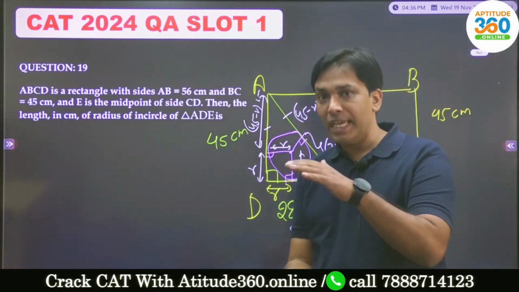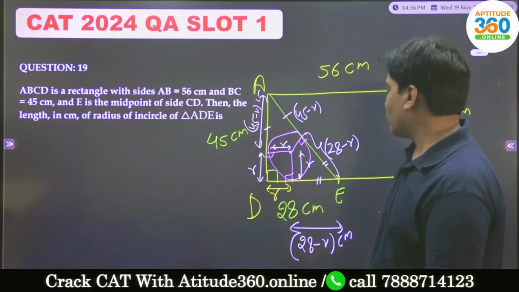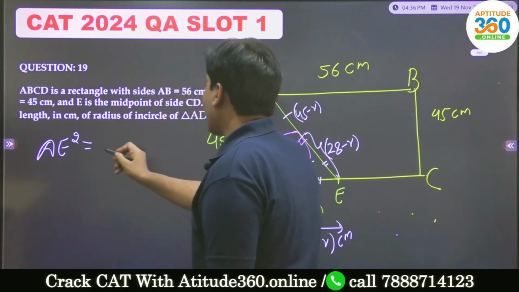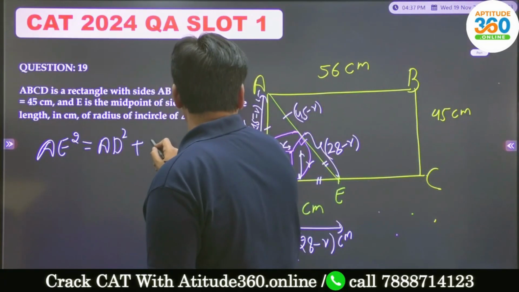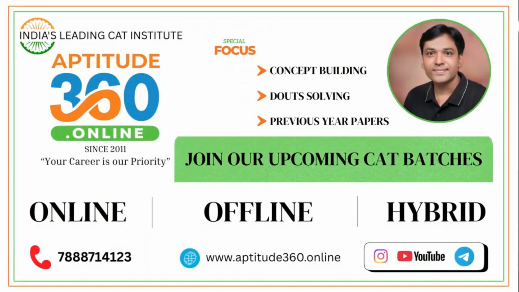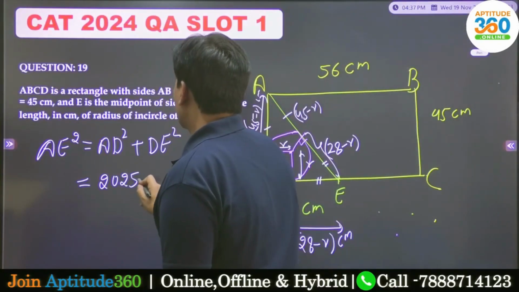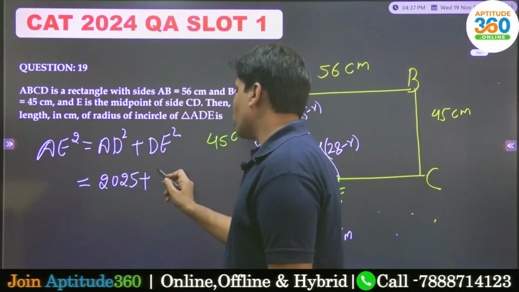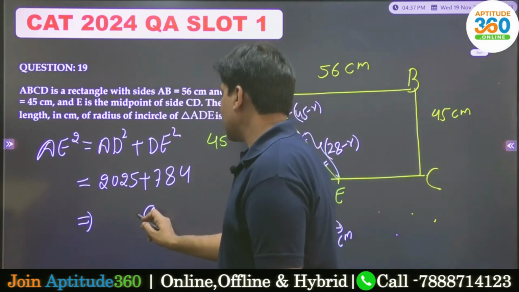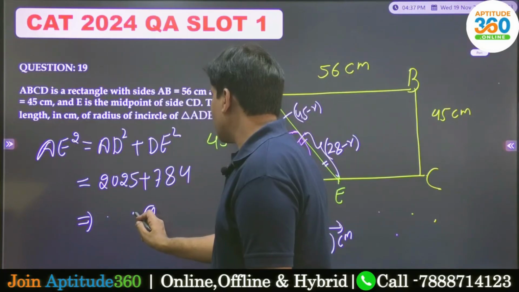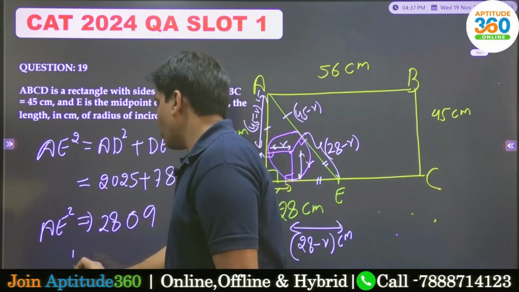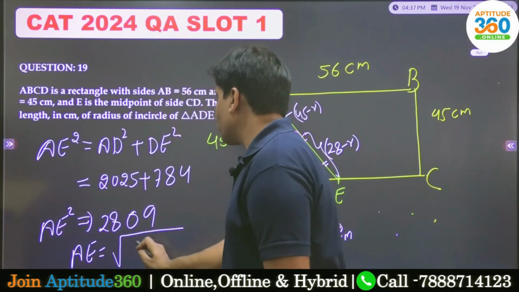And if we know the value of AE, which we can find very easily, then we can find the value of R. So AE square, by the rule of Pythagoras, is going to be how much? AD square plus DE square. AD square is 45 square, which is 2025. And then 28 square is going to be what? 784. Add these two values, this is 9 and then this is going to be 0. 2809 is the square of AE. What do you have to do? We have to find the square root of 2809.